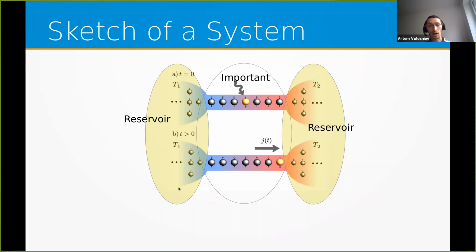For this talk, the reservoirs actually play no role, or very little role, which I will discuss later on. The important bit is what is in the middle, this one-dimensional link that has a temperature difference inside.